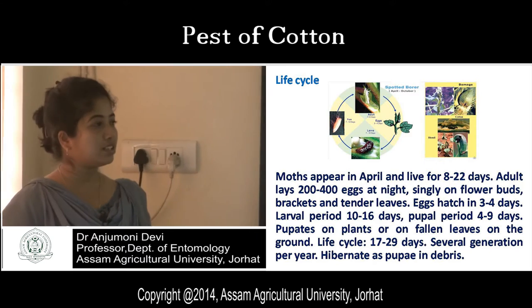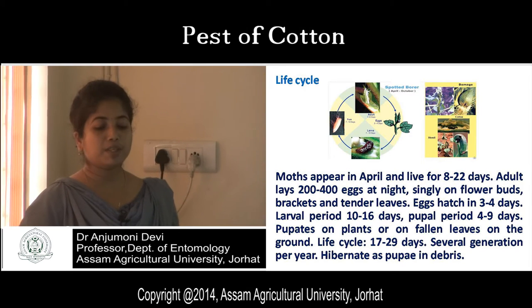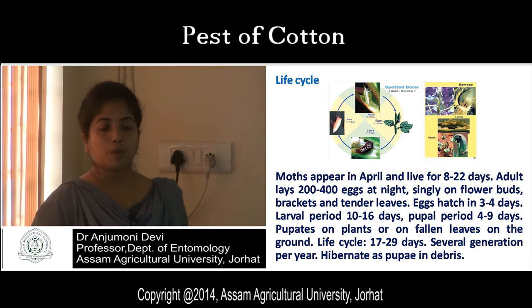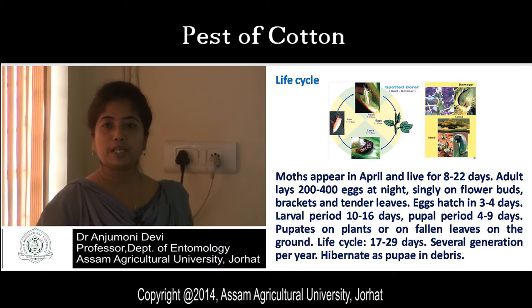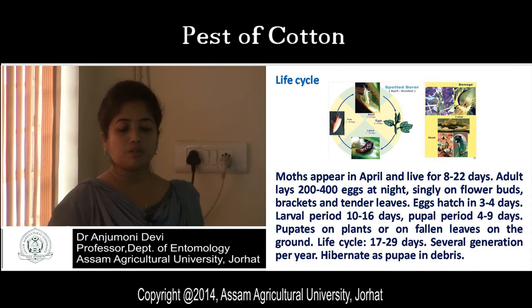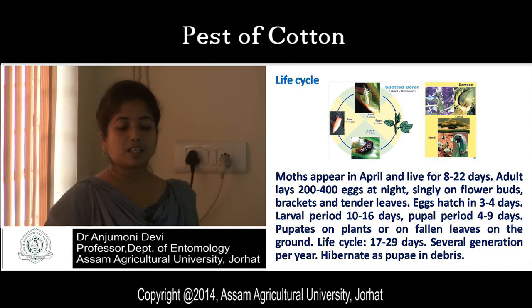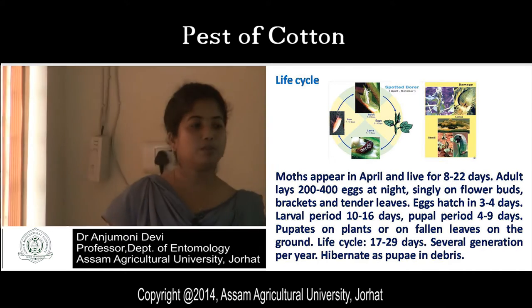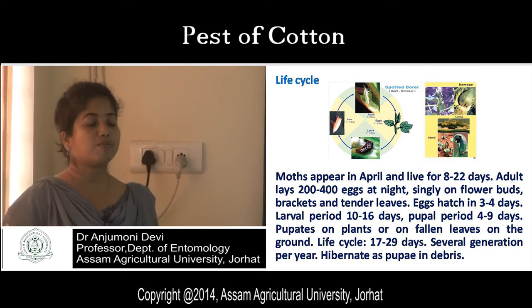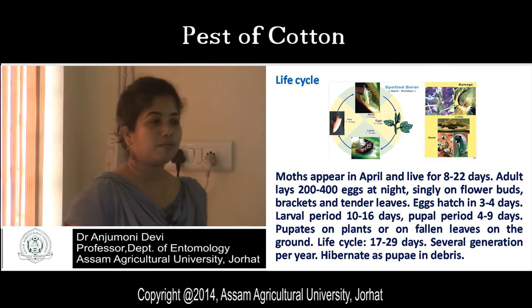Eggs hatch in 3 to 4 days. Then larval period is 10 to 16 days. Pupal period is 4 to 9 days. It pupates on plants or on fallen leaves on the ground. Life cycle is completed in 17 to 29 days. And there are several generations per year. It hibernates as pupae in debris.